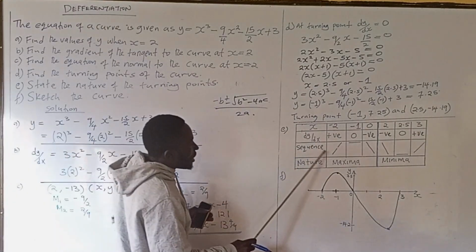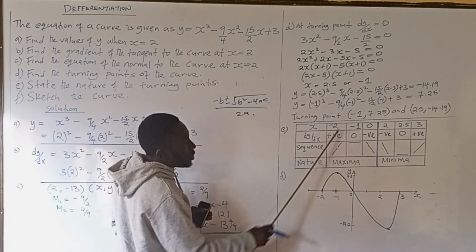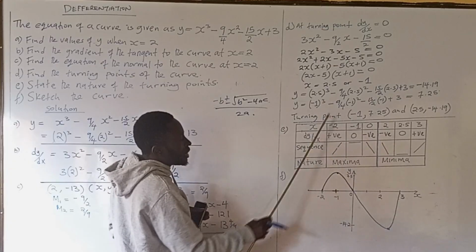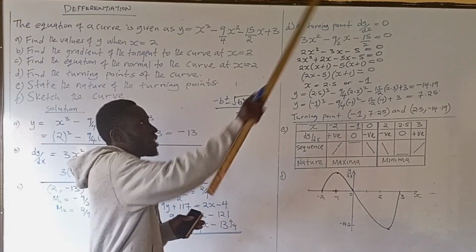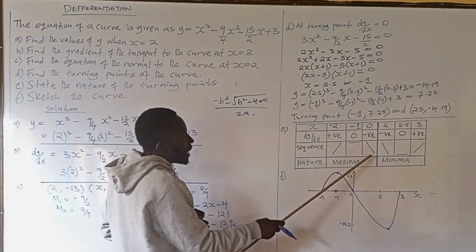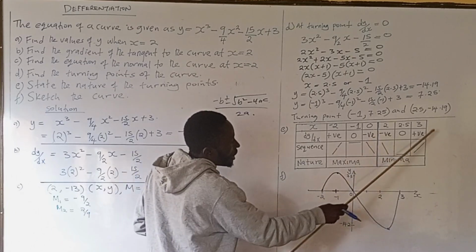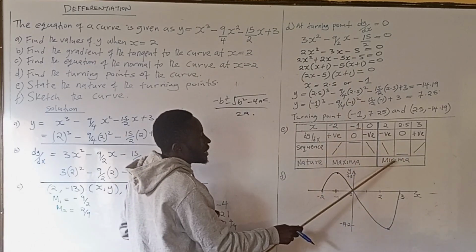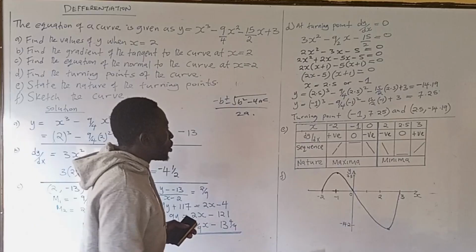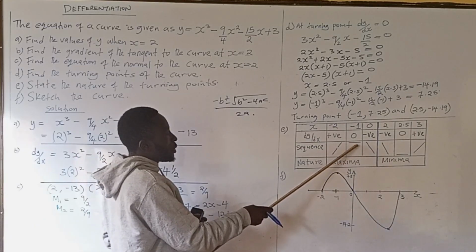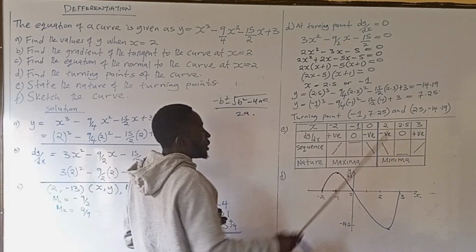So you can see that this is a hill, like a mountain. So when it is like a mountain, it becomes a maximum value. And when it is a valley like this, then that is a minimum. So the nature is maxima at this point and minima at this point.